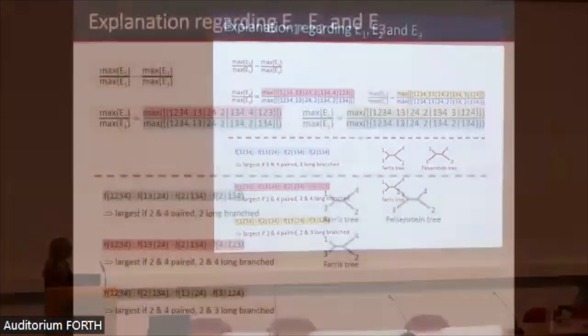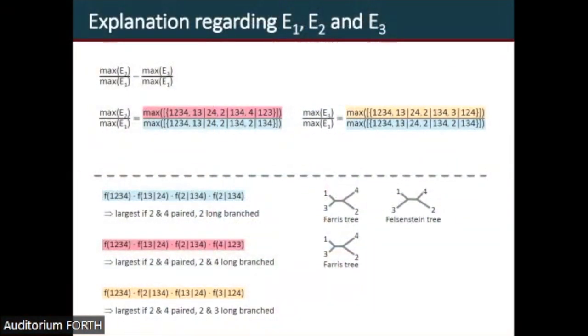So here we have a 3 split pattern, so 2 and 3 need to be long branched, but 2 and 4 need to be paired. So we cannot find a Ferris tree like this, but a Felsenstein tree.